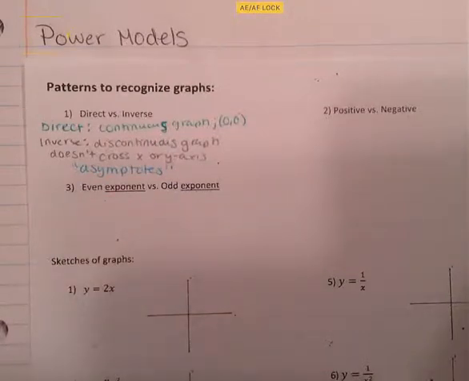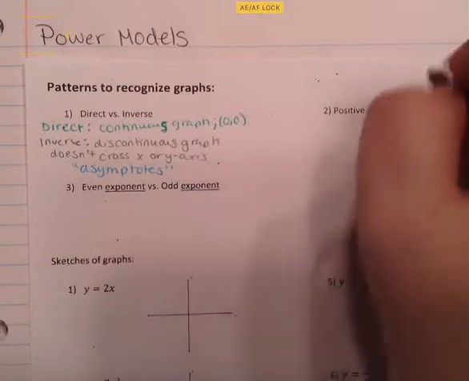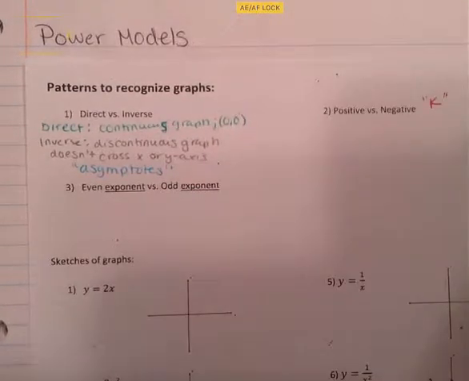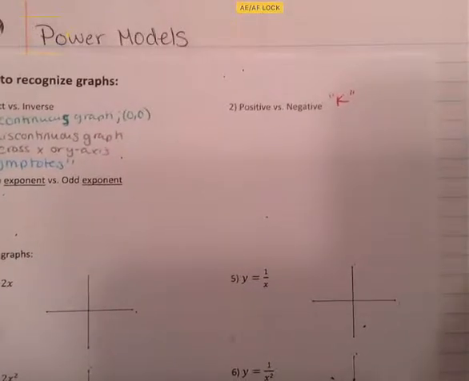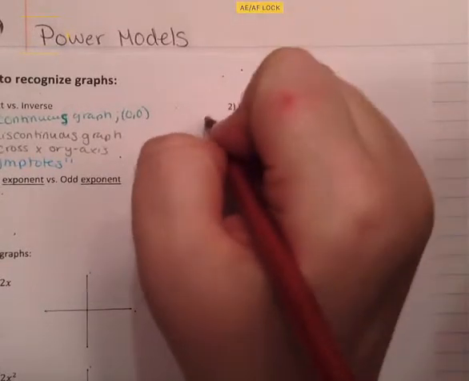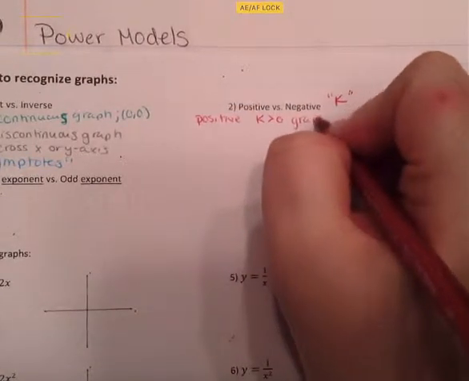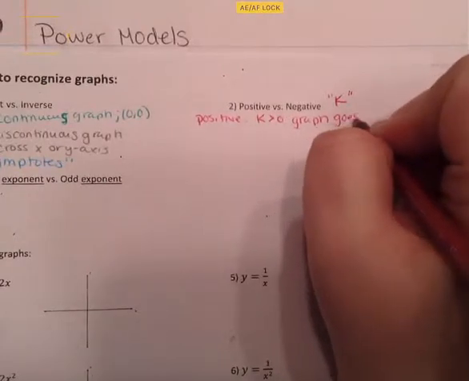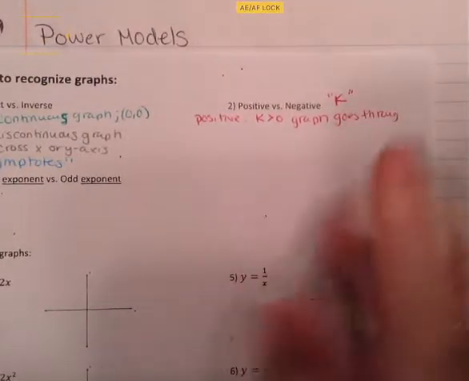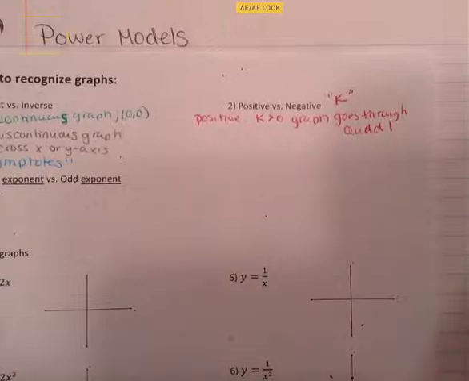The next thing we're going to look for is whether we have a positive versus a negative, and that comes from our k value. So if you're looking at the equation or at the graph, you'll be able to know which one goes to which. If it is positive, that means your k is greater than 0, and your graph has to go through quadrant 1.